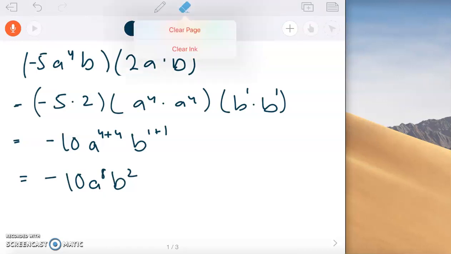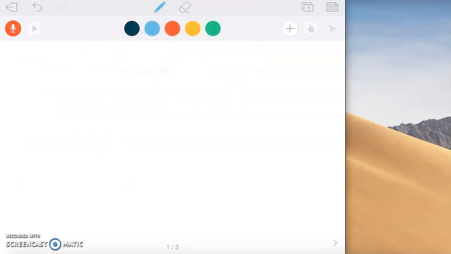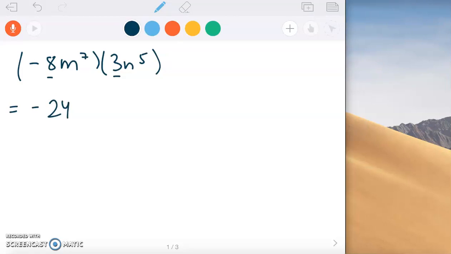Okay, let's go through one more example without separating it, just to look at it the way we should once we get used to it. So here we have negative 8m to the 7th times 3n to the 5th. So now what I'm going to do in my head, I'm going to say, okay, I know that negative 8 times 3 is negative 24. And then I have m to the 7th, and n to the 5th. Those are different variables, so we can't multiply those. So then we just have m to the 7th times n to the 5th.